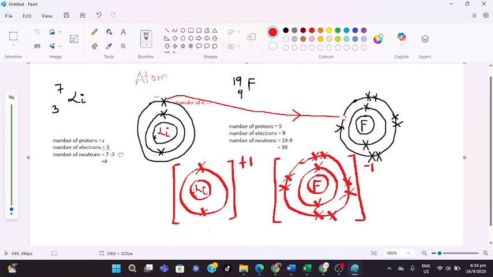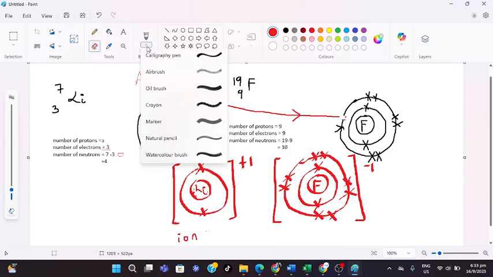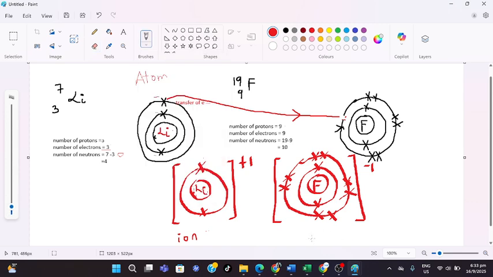So this positive charge, this lithium now, is going to be called an ion. It's no longer called an atom. This lithium ion will be attracted to that fluorine ion, and we have two ions coming together, and that's why it's called ionic bonding. If you're looking at your chemical formula, you have one lithium, one Li, and one F. So the chemical formula of lithium fluoride is going to be LiF.